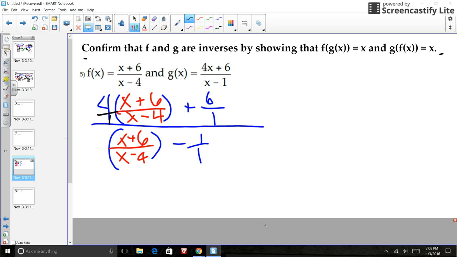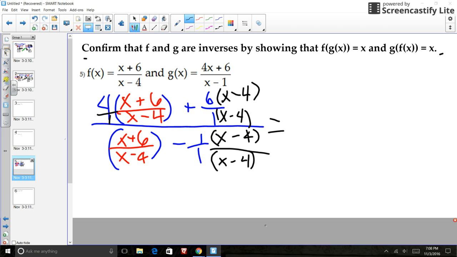And then I see I need a common denominator of x minus 4. Do you see that? So x minus 4 and x minus 4. And then here, same, x minus 4. Now this is at the very beginning. Do you remember how we just multiplied everything by x minus 4? That process would be really helpful right now, but we'll just stick with what we know.